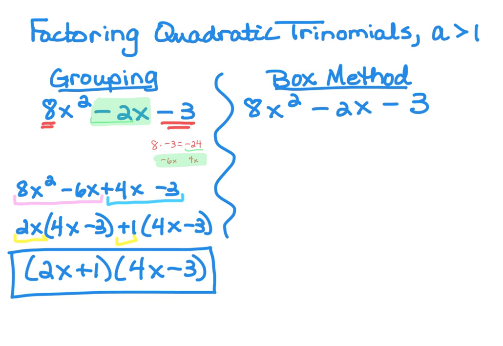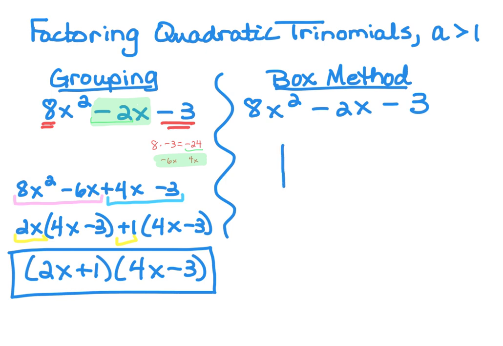I'm going to do the same using the box method, and the box method starts the same way. So I'm not going to go through that again, but you start by looking at your first and last term, the 8 and the negative 3, multiply them, get the negative 24, and then find two numbers that multiply to negative 24 and add to negative 2. And this time, instead of rewriting them as an algebraic expression, I'm going to put them into a box.